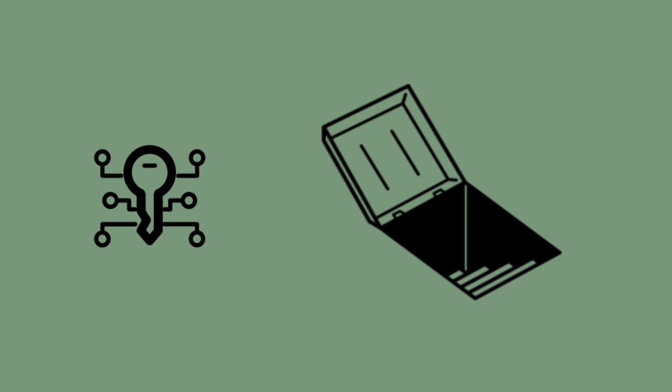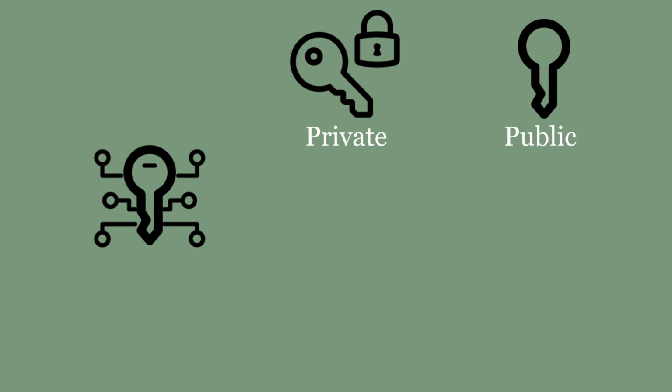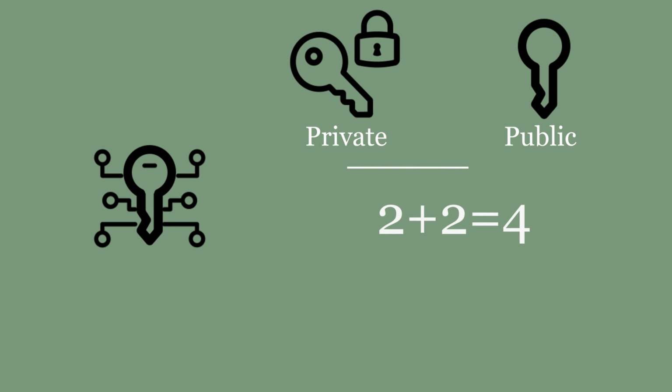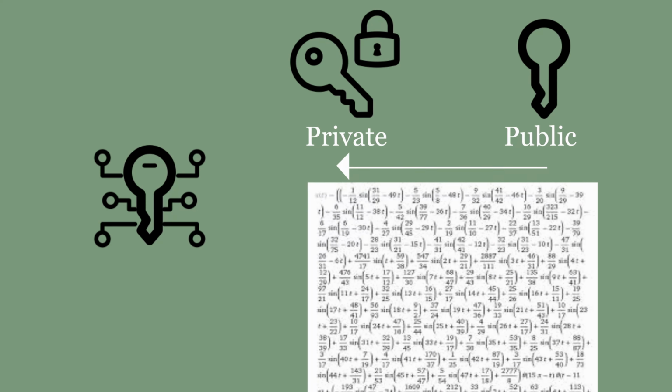These two keys are linked through something called a trapdoor function. Basically, your public key is a mathematical function of your private key. A trapdoor function is one where it is computationally easy to go in one direction, but would take thousands of years to go in the other direction.